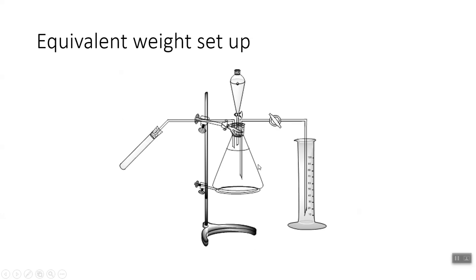Okay, now this is the setup for determining the equivalent weight. I can explain this setup briefly. This tube is used for the reaction between the aluminum and hydrochloric acid. The gas evolved will go to the tube and push the water out. By measuring the volume of the water displaced, we can measure the volume of the hydrogen gas produced.